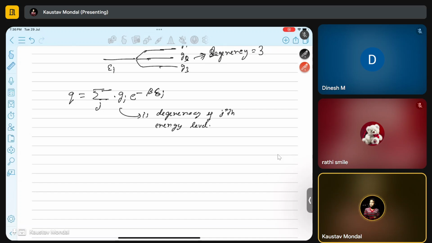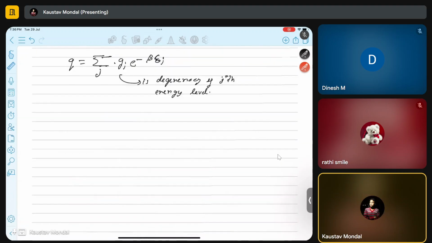Okay, so let me discuss a problem here. Not a problem, just some basic properties of this partition function.